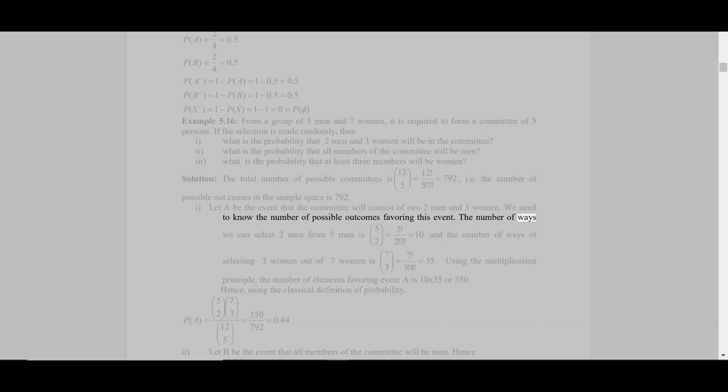The number of ways we can select 2 men from 5 men is C(5,2) = 10, and the number of ways of selecting 3 women out of 7 women is C(7,3) = 35. Using the multiplication principle, the number of elements favoring event A is 10 x 35 or 350. Hence, using the classical definition of probability, P(A) = 350/792. 2. Let B be the event that all members of the committee will be men.